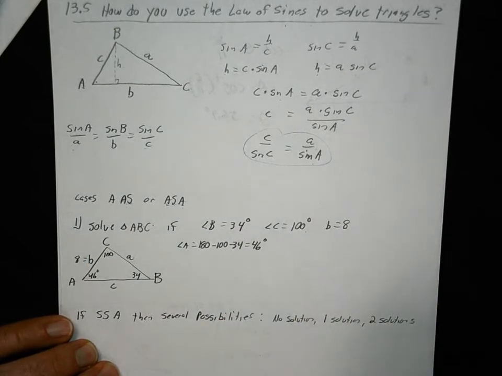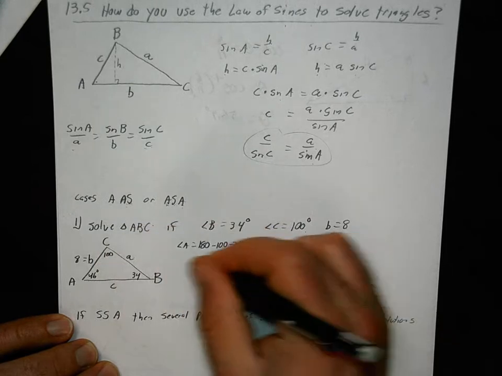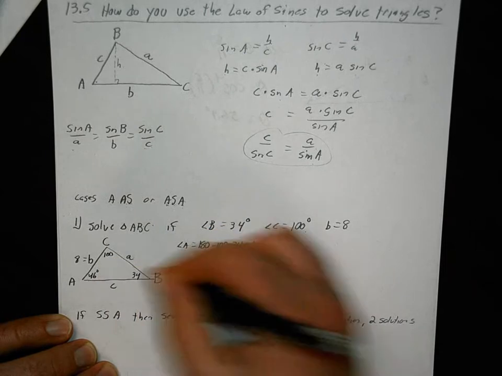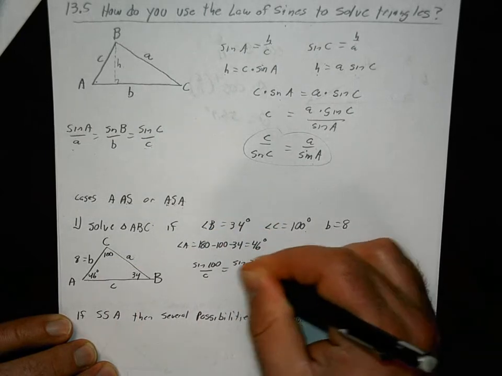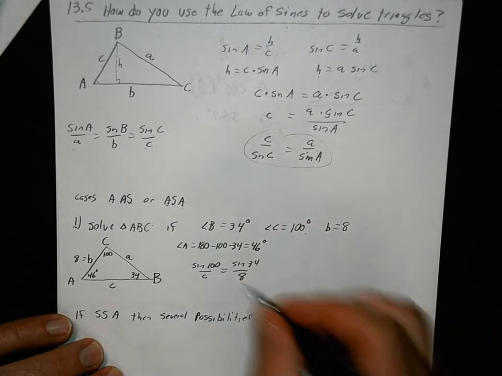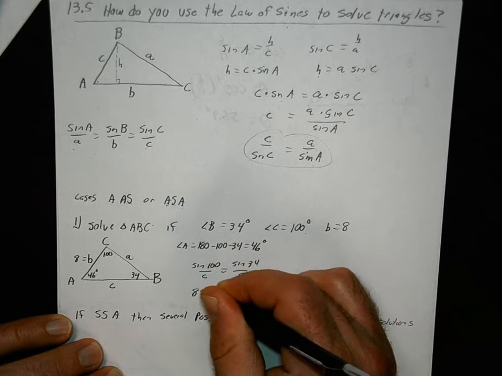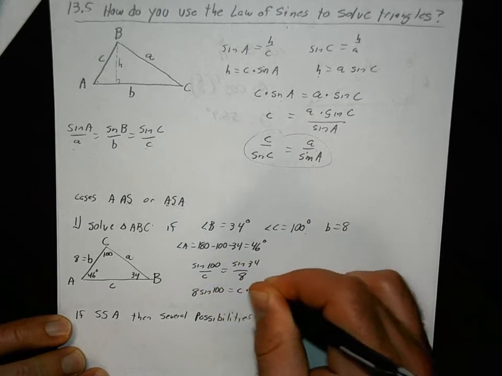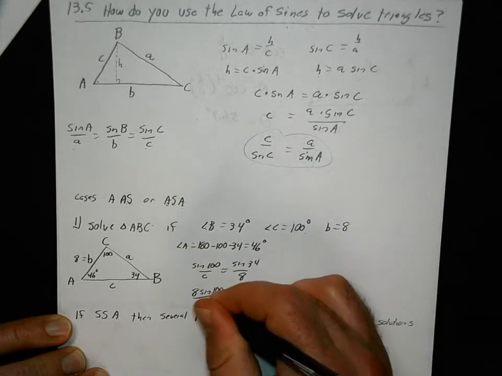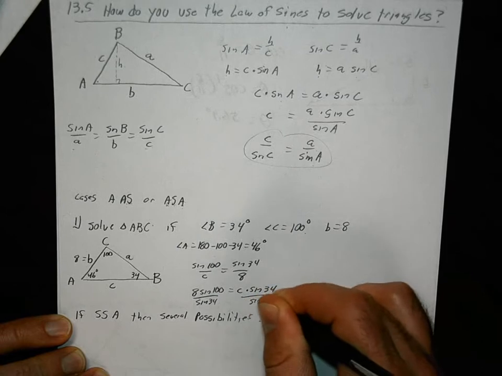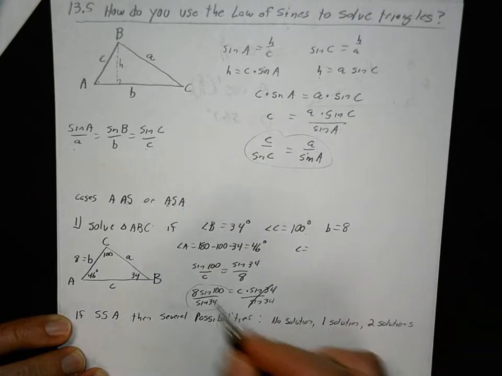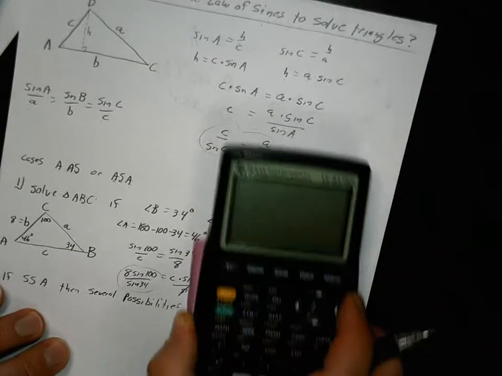Let's find side C next. We use the law of sines. So the sine of 100 over C is equal to the sine of 34 over 8, because I know those. Now I solve for C, just cross multiply. 8 times the sine of 100 equals C times the sine of 34. Divide both sides by the sine of 34, so that cancels. So C is going to equal this right here, which I'll plug into my calculator.